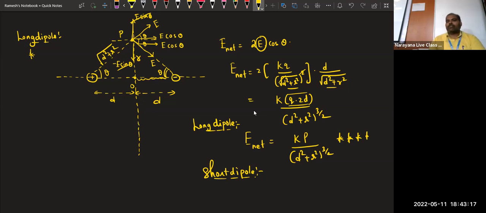So short dipole means here that d is very small compared to r. So d square value is almost 0. So what is the net electric field? Kp by r square to the power 3 by 2, which is r cube.